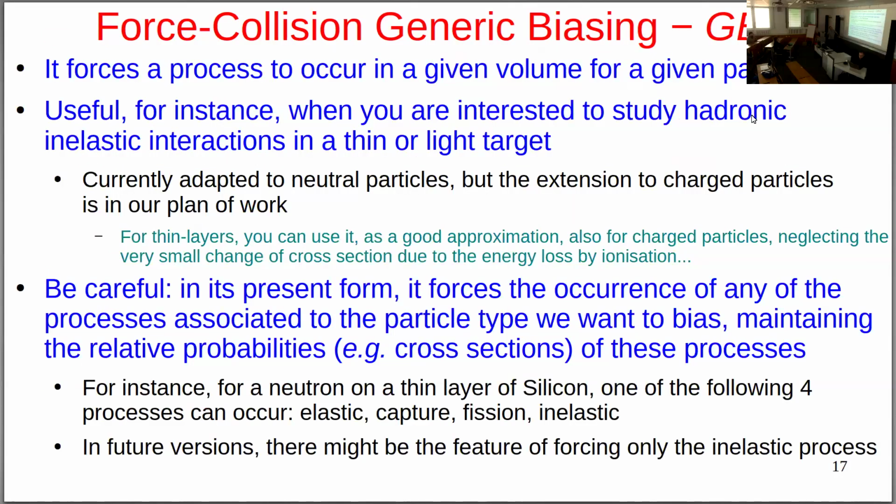Okay, another type of biasing is so-called forced collision generic biasing. Suppose that you have a thin target and most of the particles will go through without interacting in that thin part. But you are actually interested only when there is an interaction occurring, for instance, a hadronic interaction. So you can use this biasing where you are sure that there will be an interaction in that thin target. But you are biasing, so you have to remember that you have this weight to keep track of.